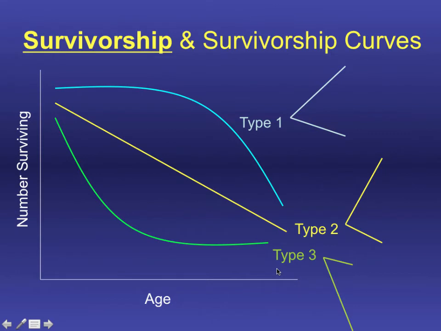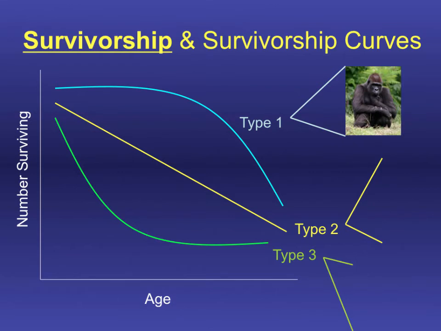Or you could have a linear decrease where you've got an equal probability of survival in any age class. It doesn't matter if you're young, old, or in the middle. Everybody's got, say, a 10% chance of mortality at any given point in their life. So you might want to think about different kinds of organisms that might show you these different survivorship curves.